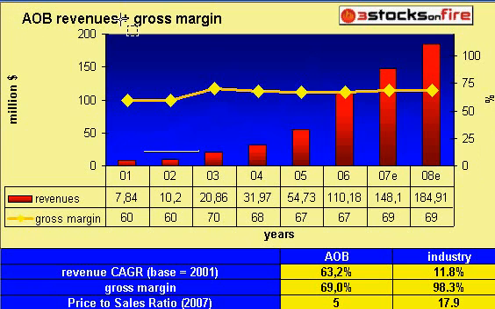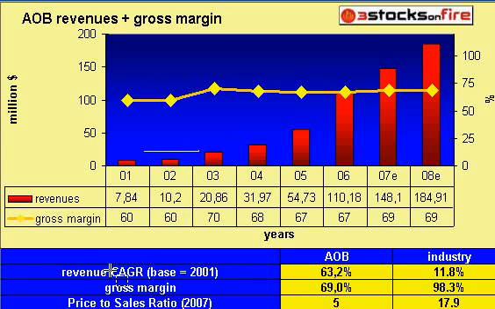AOB revenues and gross margin. Revenues are growing a lot. They were just 7.84 million in 2001 and 110 million in 06. For 07, analysts are expecting 148 million and 185 million for 08. And the gross margin has remained very stable, just below 70%, as you can see: 70% in 03, 68% in 04, 67% in 05, and 69% in Q1.